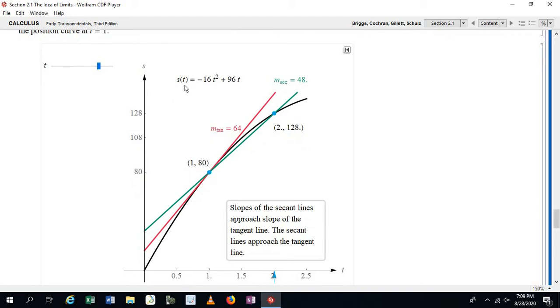Now you may remember the position function from example 1 was given by this equation. So this describes the position of the object at any given time t. And if we were to graph this function, it looks like this black curve right here. It's just a parabola that opens downward.